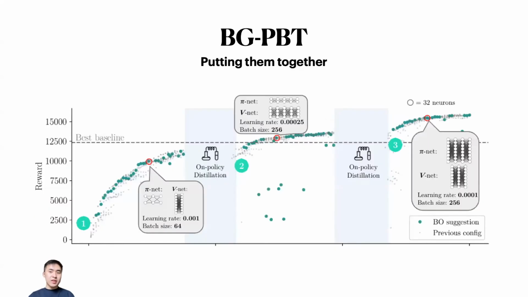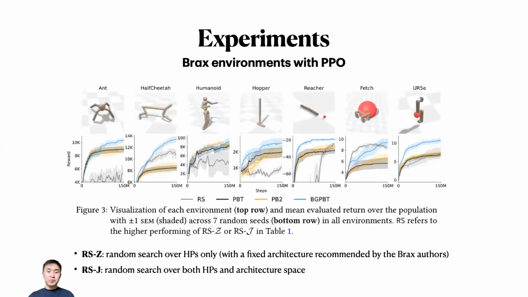And putting them together, here I'm showing an example of BGPBT running on the half-cheetah environment. As you can see, at different points in training, BGPBT is selecting different architectures and hyperparameters. And we also see that distillation and generational training enable continual improvement of the agent throughout the training process.